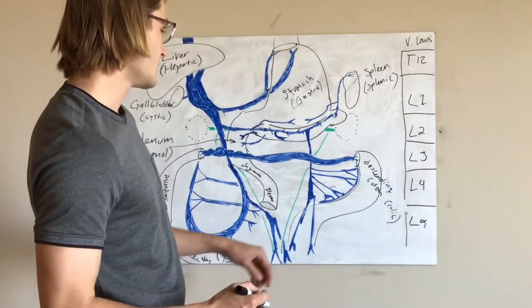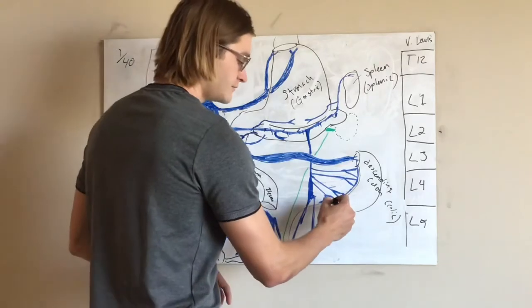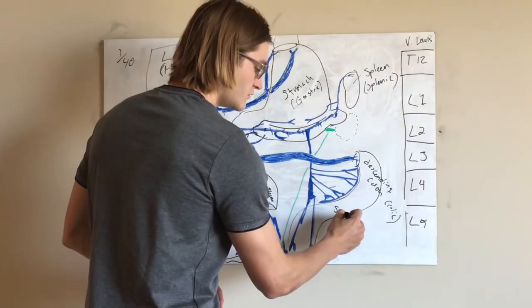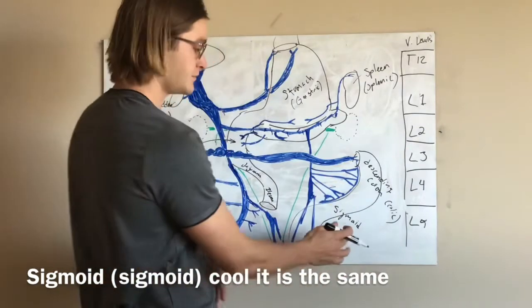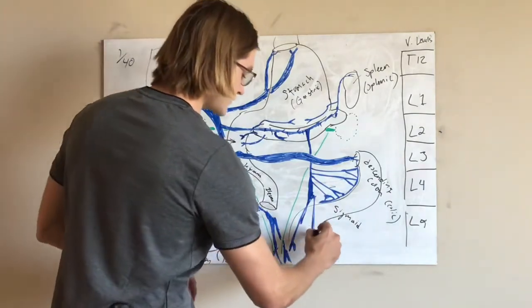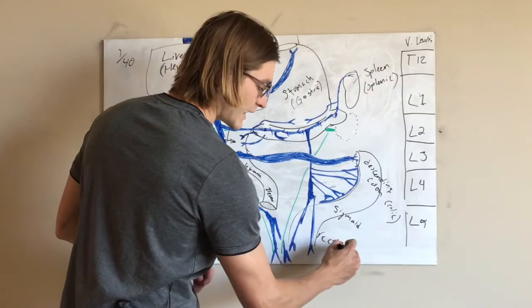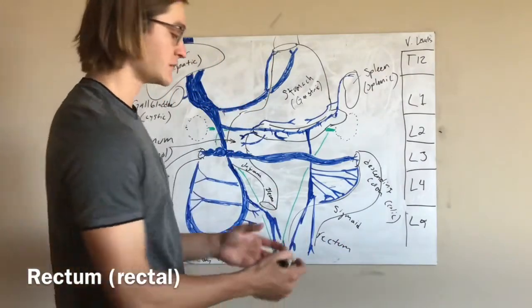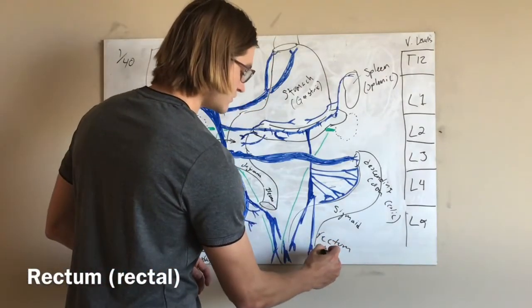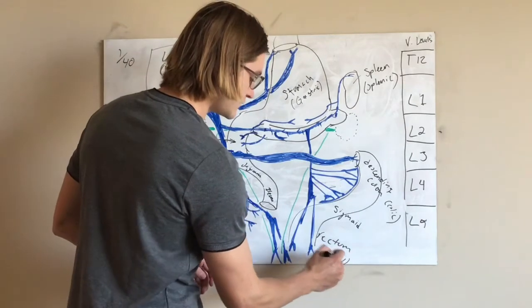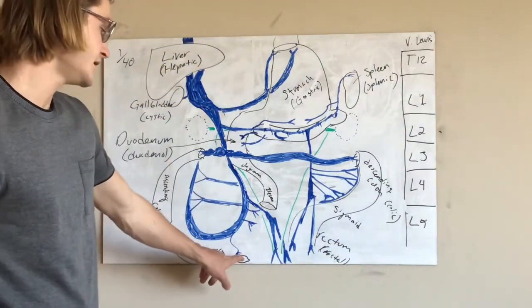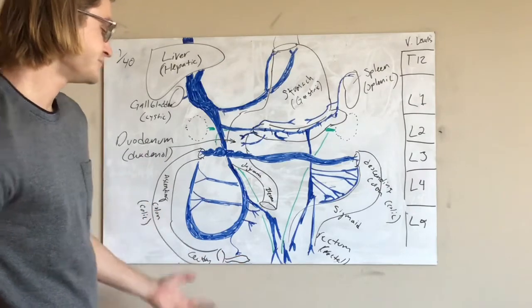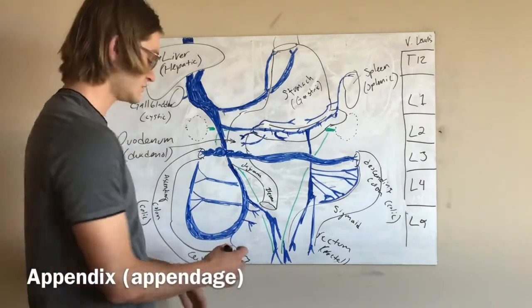Then we've got our sigmoid. The sigmoid's nickname is cool because it's just sigmoid. Then we're going to have the rectum right here. The rectum's going to go out into the anus, and the rectum's nickname could be rectal. We also have this appendix down here. The appendix nickname is appendage, so appendix.